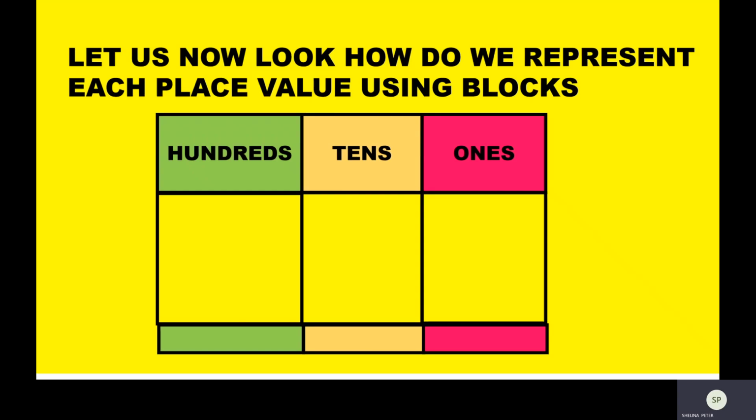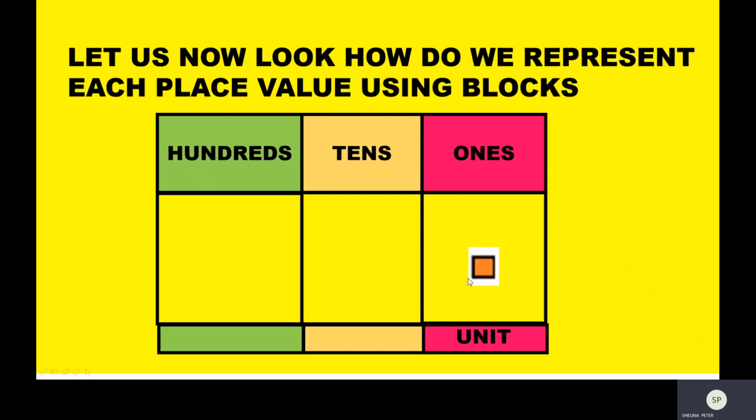Now let us look how do we represent each place value using blocks. So I hope you all know what is a block. It's a square kind of a thing. So we already know that we have learned ones, tens and hundreds. Now let us look how to represent ones using a block. So to represent ones we use a unit block. What is the name? Unit block. Correct.